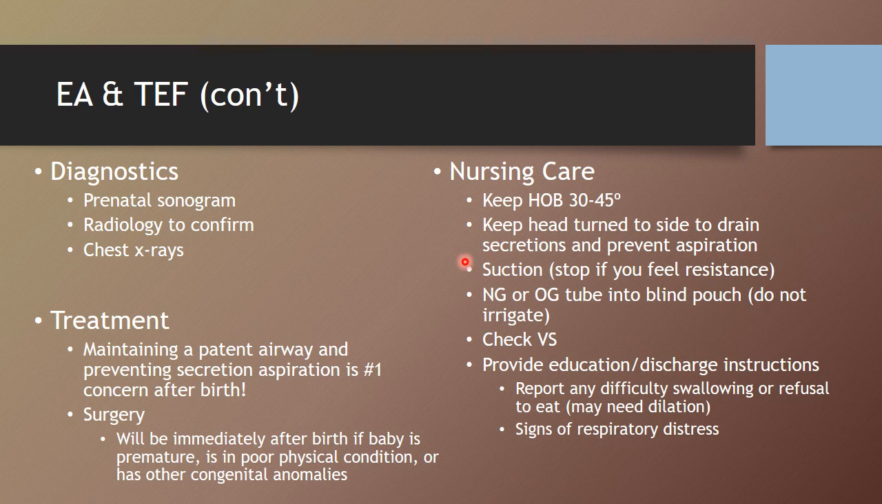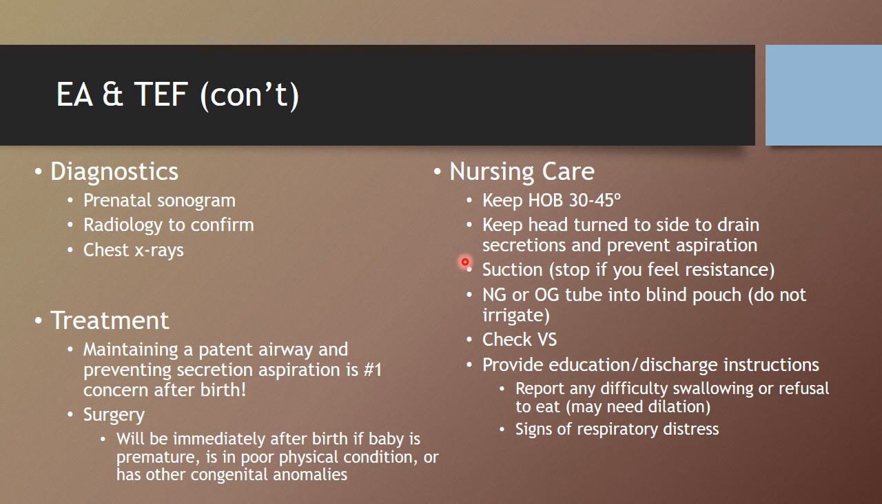They're gonna definitely have to have surgery. It will be done immediately after birth if the baby is premature, like no doubt. If they're a premature baby or they're in poor physical condition or they have other congenital anomalies, they're going to definitely go straight into the surgery. However, if not, then they may do the surgery in stages. So the first thing that they'll do is they'll close the fistula and attach the two sections of the esophagus back together, and they're going to let that heal, and more than likely they'll have a G-tube in place just to get them feeding, and then once that heals they can start trying to take things by mouth.